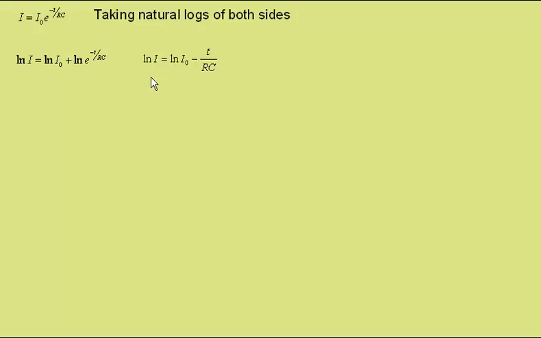Taking this expression again, we can use natural logs to get a more accurate figure of the time constant. If we take natural logs of both sides, well, when objects are multiplied together, their logs are added. So we get this expression. But the natural log of e to a power is simply the power. So we can write this.